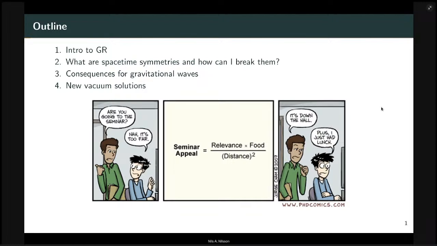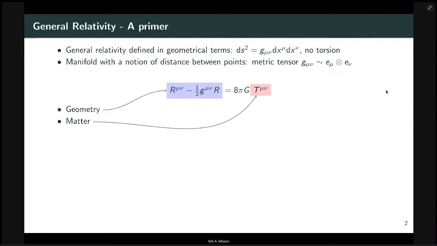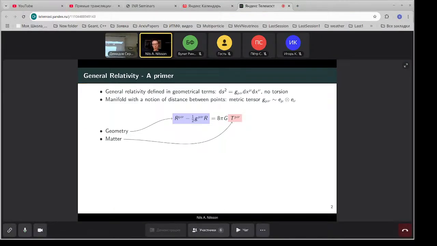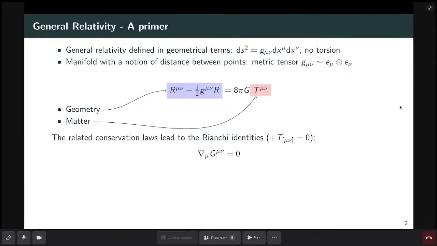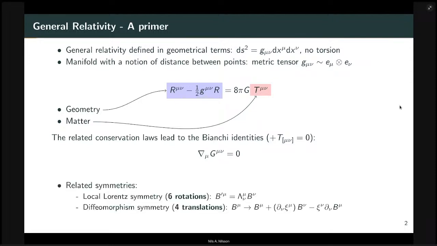So first of all, GR is a geometrical theory, depending on who you ask. The fundamental degree of freedom is the metric. Inside the metric, we have geometry on the left side, and you have some matter source on the right side. Associated with this you have a conservation law, which is the Bianchi identity, and a number of space-time symmetries. First of all, you have local Lorentz symmetry. These are 6 rotations, which act in local Lorentz space. Then you have diffeomorphism symmetry, which are 4 translations, and they act on the manifold. These are related, but act in different spaces. So this is my starting point.